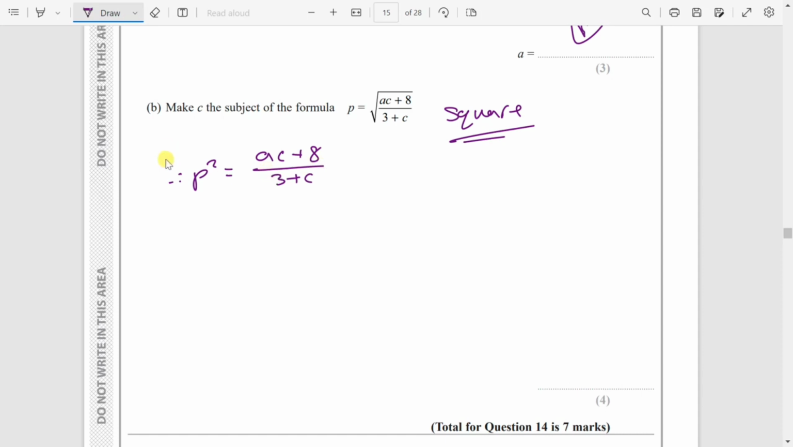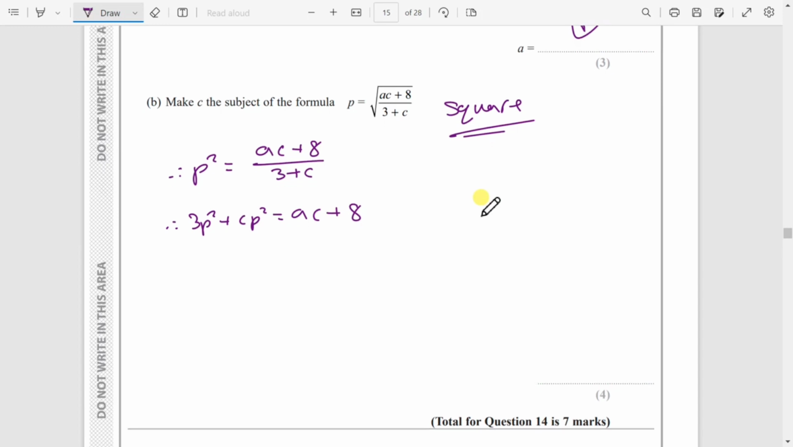So times (3 plus c) across. So p squared times (3 plus c), times by it, you're going to get 3p squared plus cp squared. It's going to equal ac plus 8. Now this is where the tricky part happens, and this is where most people stumble. I stumble as well, to be honest.